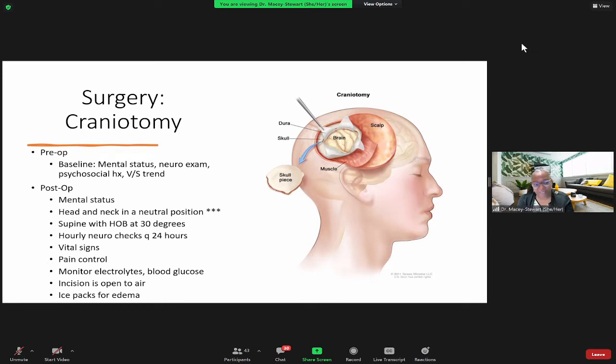Then we talk about the head and neck having to be in a neutral position immediately post-operatively. The head of the bed cannot be more than 30 degrees. If you think about it, the spinal fluid goes along the spinal column and up to your brain. Your brain has been opened, you've lost some spinal fluid. If you sit that patient completely up, they will have a severe headache, nausea, and vomiting, and you want to avoid that at all costs post-operatively. Okay?